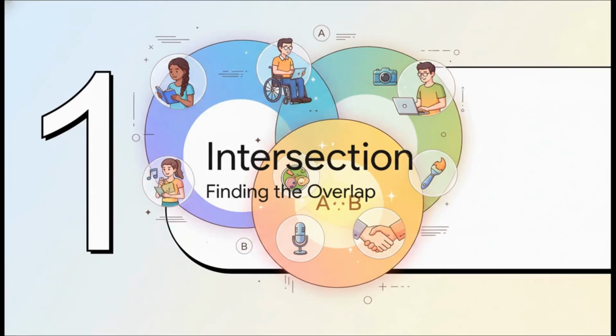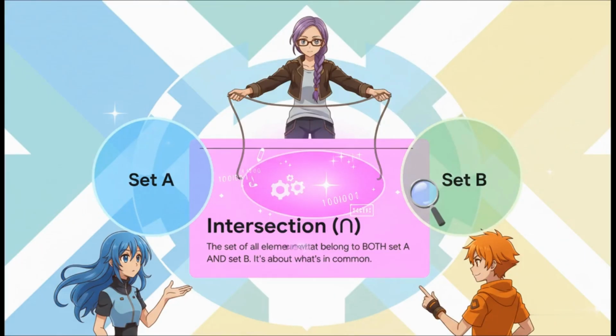Okay, so tool number one in our toolkit is all about finding that common ground. It's called the intersection, and it's how we see what different groups share. So the absolute key here, the word you've got to remember, is "and." The intersection is the collection of things that are in set A and in set B at the exact same time. Not one or the other, it has to be in both.